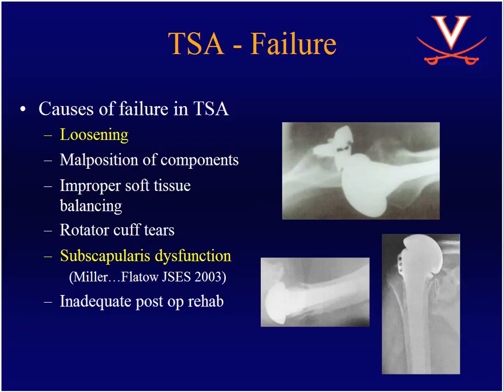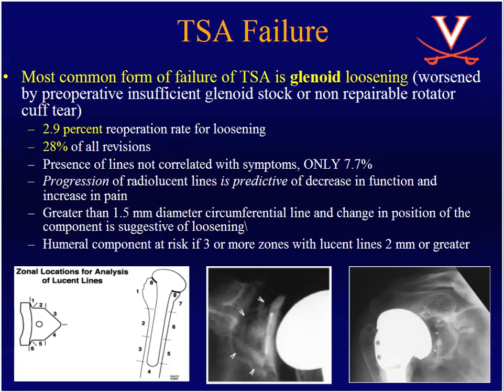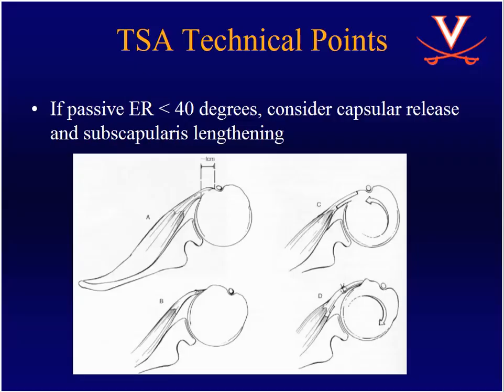If you have subscap dysfunction, it's just like in the instability. If you don't put the subscap down right, then you're going to have a problem with it. And then the post-op rehab, again, emphasizing passive motion early. Failure. Glenoid loosening. Once again, I'm hammering this because it's on all the exams. 2.9% rate for loosening, 28% of all revisions, and some other fun facts for you there.